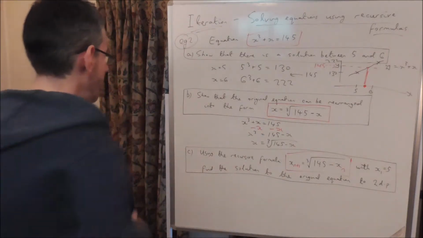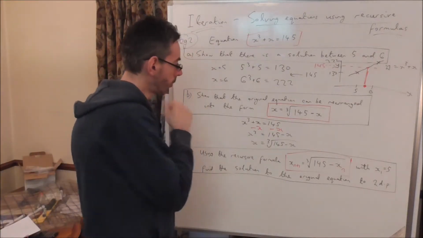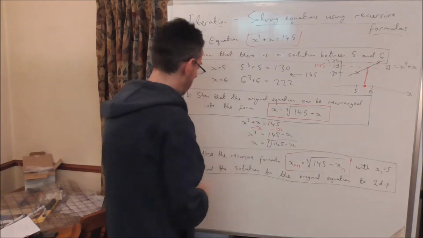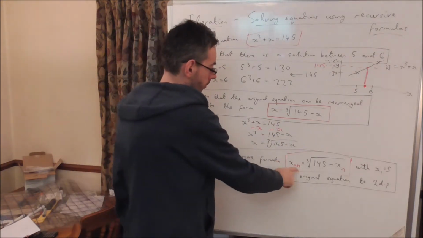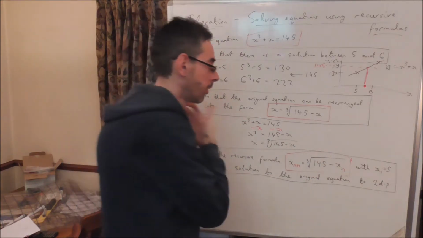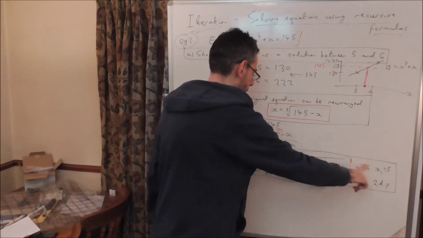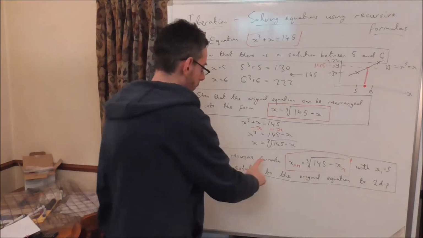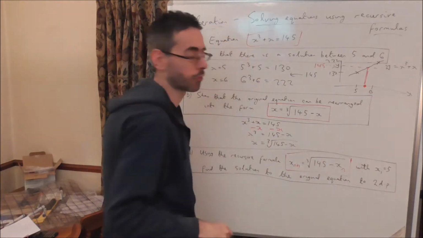Right, let's look at part C. I think they've changed this into a recursive formula. So it says using the recursive formula, x_{n+1} equals the cube root of 145 minus x_n, with x_1 equals 5, with starting value 5. Find the solution to the original equation to 2 decimal places.